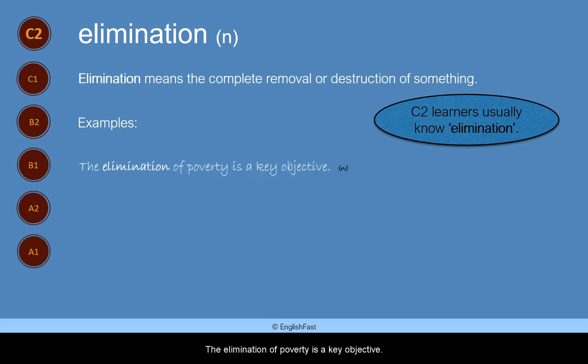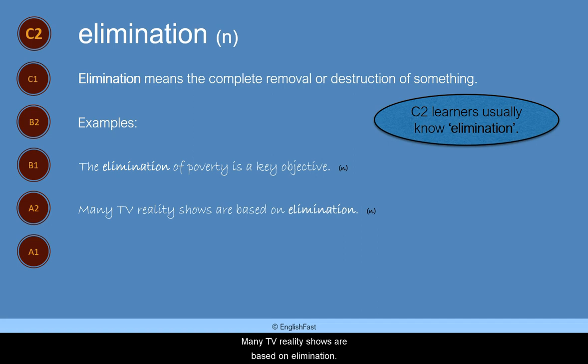The elimination of poverty is a key objective. Many TV reality shows are based on elimination. The story of the elimination of smallpox is an exciting one.